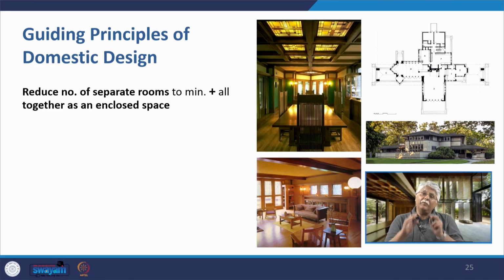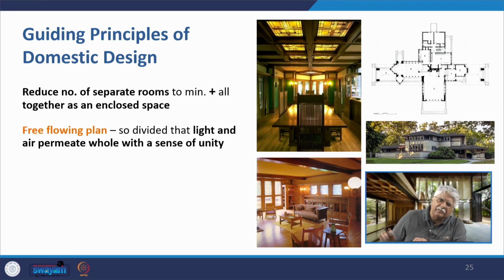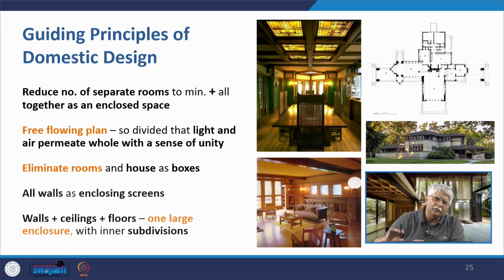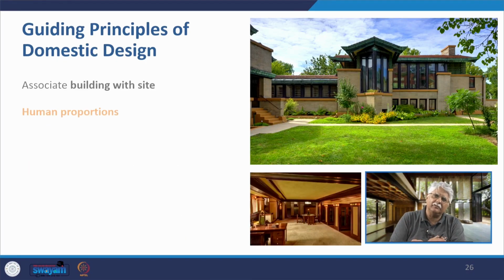He gave us guiding principles for house design. We will talk about some of them. We have seen this series earlier. Reduce the number of separate rooms to the minimum and make them all work together as an enclosed space. It should be a free flowing plan, so divided that light and air permeate the whole house. Eliminate rooms and house as boxes. All walls work as enclosing screens, an idea that comes from Japanese traditional architecture. Walls, ceilings, floors are one large enclosure with internal subdivisions.